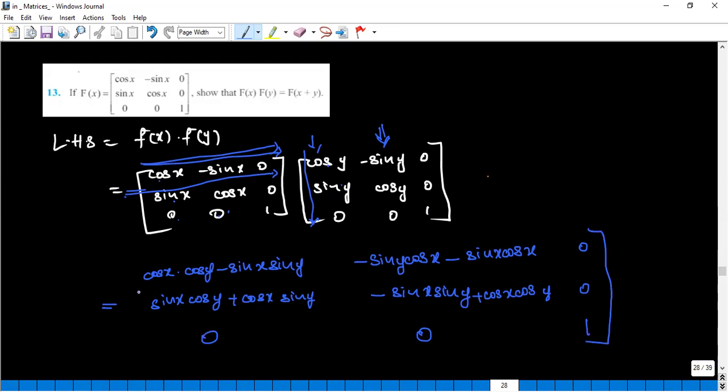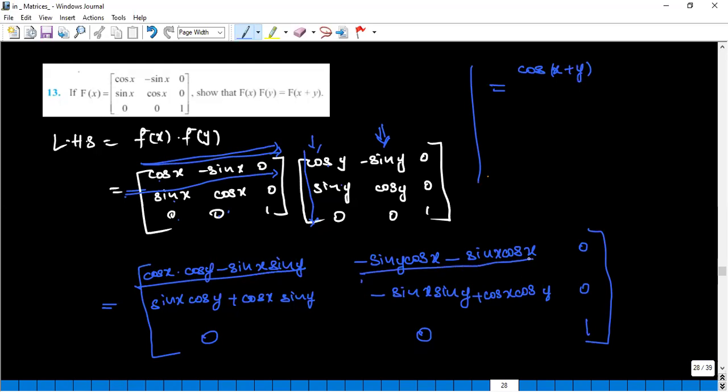So, let us write this. Is that clear? This is nothing but cos of a plus b formula. Here we have x and y, so we will replace a and b with x and y: cos of x plus y.